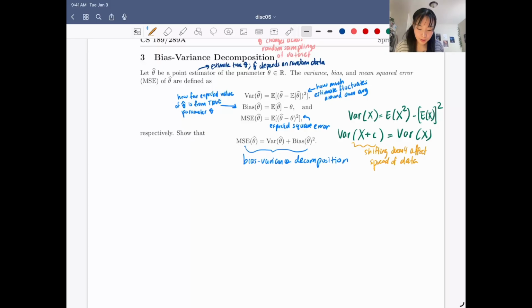Okay, now let's solve the actual question. We're given that the MSE, the mean squared error, is equivalent to this equation right over here.